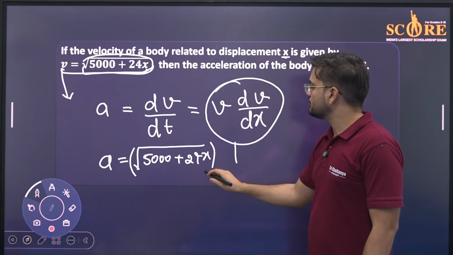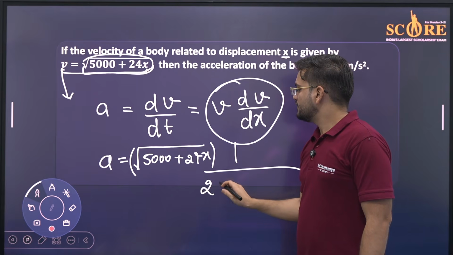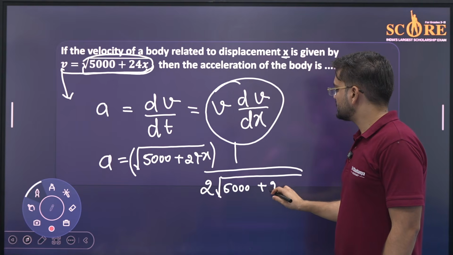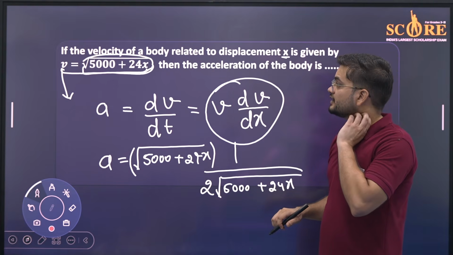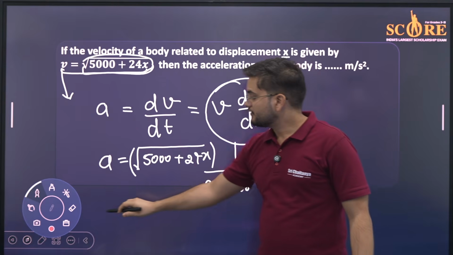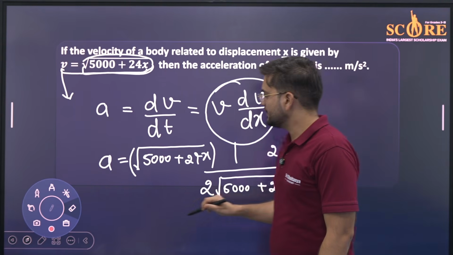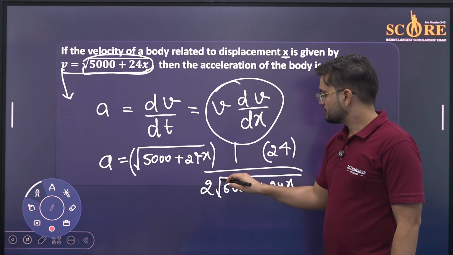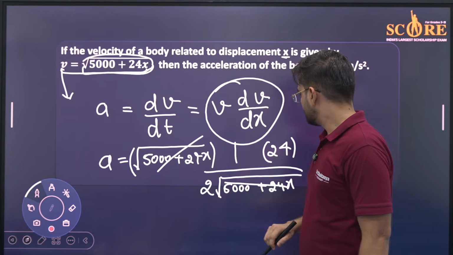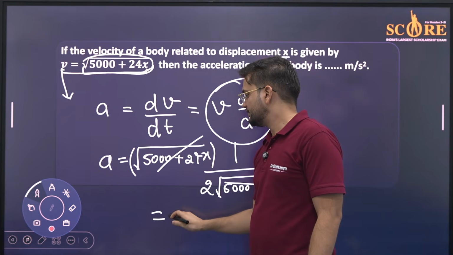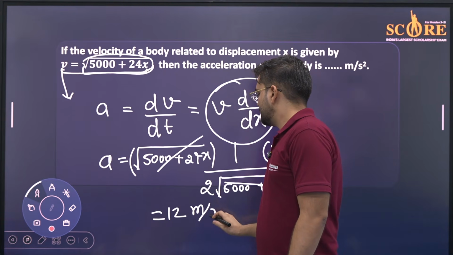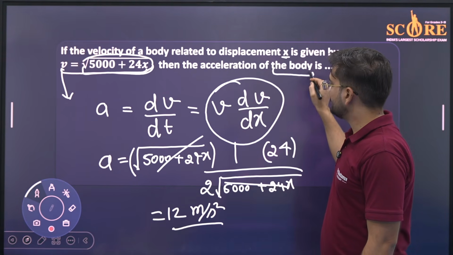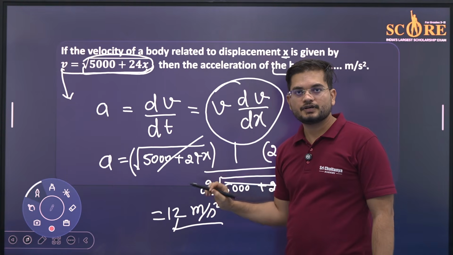By using chain rule, I can differentiate it: 5000 plus 24x, then differentiation of 24x. Differentiation of 24x will be 24. So this will be cancelled. 24 divided by 2 will be 12 meter per second square. So acceleration of the body will be 12 meter per second square. Clear?